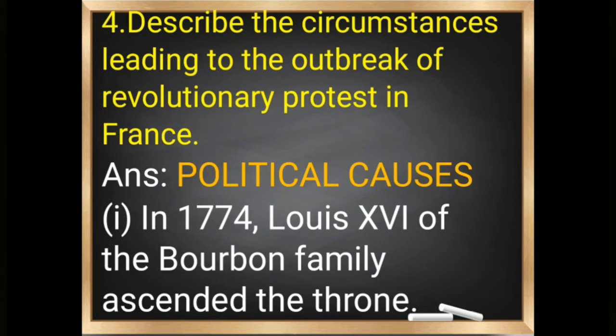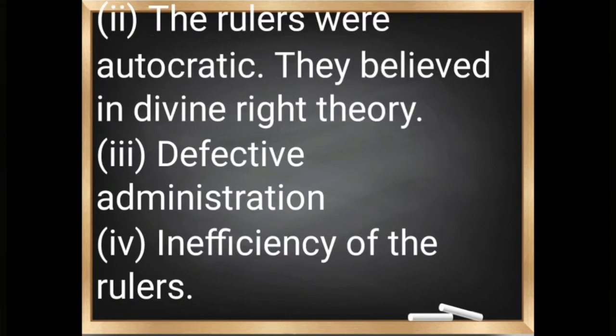Next question, describe the circumstances leading to the outbreak of revolutionary protest in France. That means, what were the causes of the French Revolution? The first, political causes. First point, in 1774, Louis XVI of the Bourbon family ascended the throne. Second point, the rulers were autocratic. They believed in the divine right theory. Third point, defective administration. Fourth, inefficiency of the rulers.